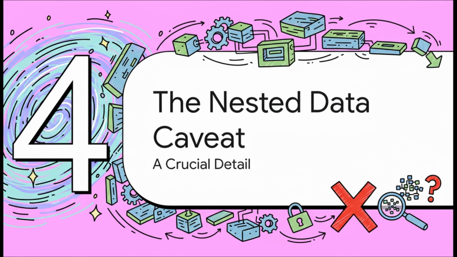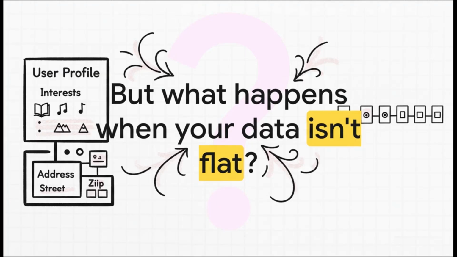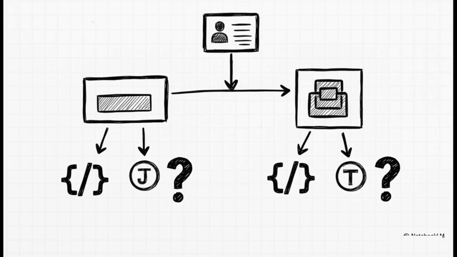And there's a really important catch when it comes to the complex data we see in the real world. So far, all the examples we've seen have been with pretty simple, flat data structures. But what happens when you have nested objects and arrays? Like a typical user profile that has a list of interests and then a nested address object inside of it. To find out, we can look at a cool experiment from the source material.